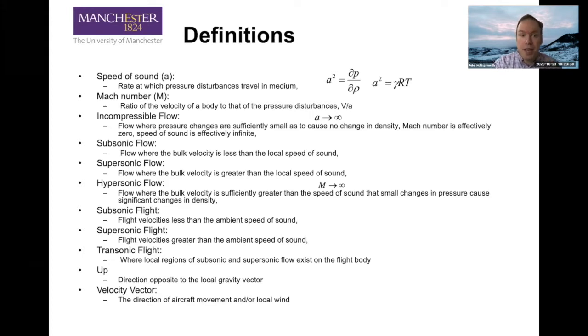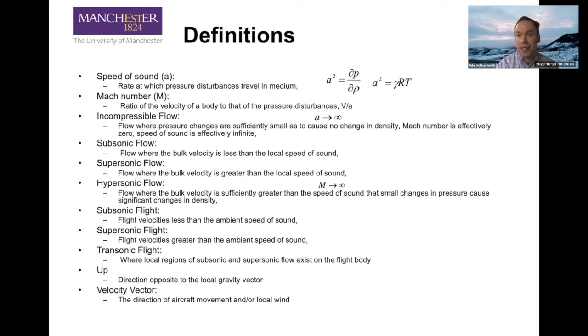This is the speed at which pressure disturbances travel isentropically without generating entropy, i.e. losses, through a medium, be that air or water or solid like steel. And it is basically the relationship between a change in pressure and a change in density. So if we get a d rho, a change in density, how much does pressure have to change or vice versa? a squared is equal to dp d rho.